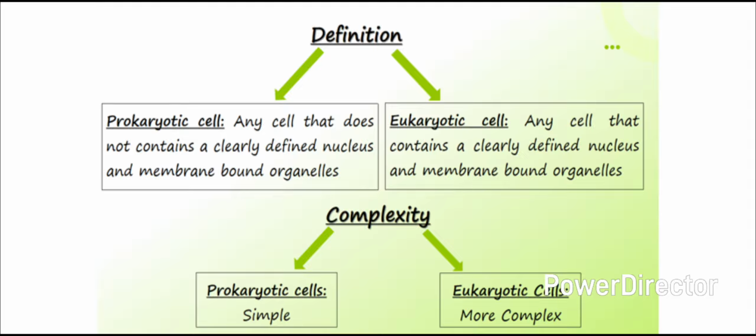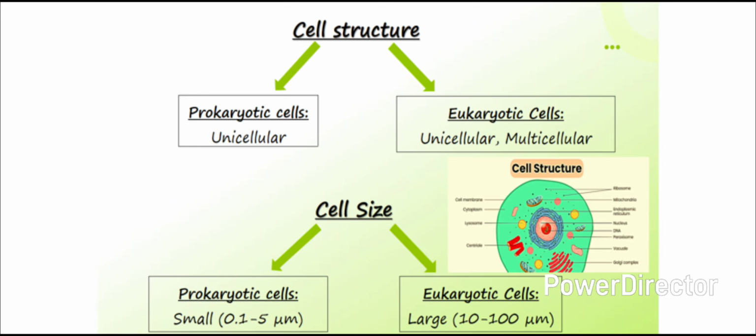Complexity. Prokaryotes are simple, whereas eukaryotes are more complex in structure. Cell structure. Prokaryotes are always unicellular, whereas eukaryotes are unicellular and multicellular types. Coming to cell size.